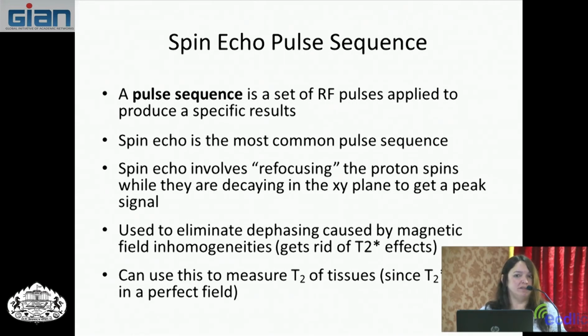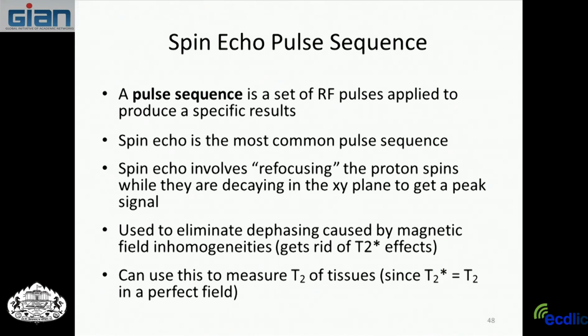This spin echo pulse sequence is used to eliminate the dephasing effects caused by T2 star. So it's going to get rid of these T2 star effects, which are again due to the inhomogeneities in the field. And because of this, we can use this spin echo pulse sequence to actually measure the T2 of tissues, since T2 star equals T2 in the perfect field, right? There's no extraneous effects of the inhomogeneities in the field.